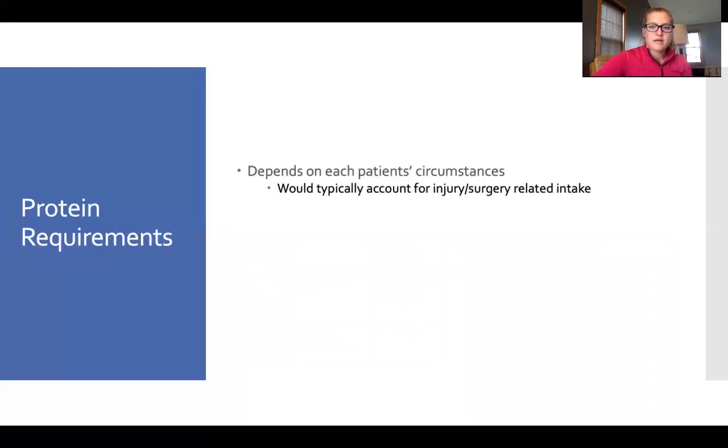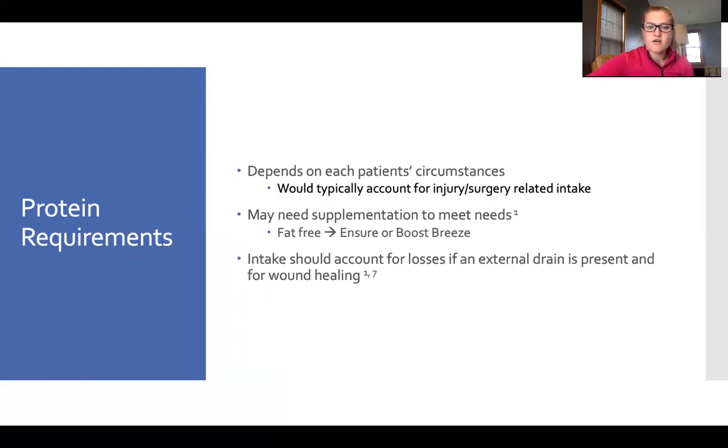With their protein requirements, it really depends on the patient's circumstances, but you would typically account for injury or surgery-related intake when determining how much protein they need throughout the day. You may need supplementation to meet these needs. Like I mentioned, there are some fat-free supplements, such as Ensure or Boost Breeze, and this will help reach their calorie requirements. Intake should account for losses if an external drainage is present and for wound healing.